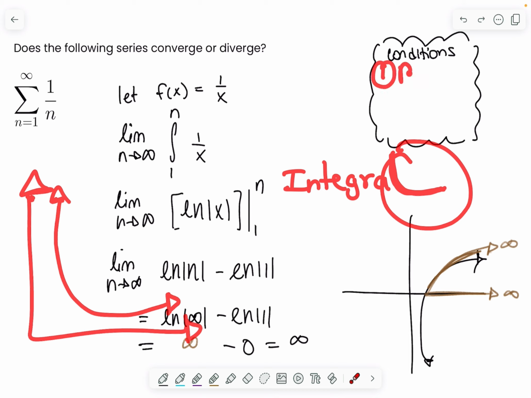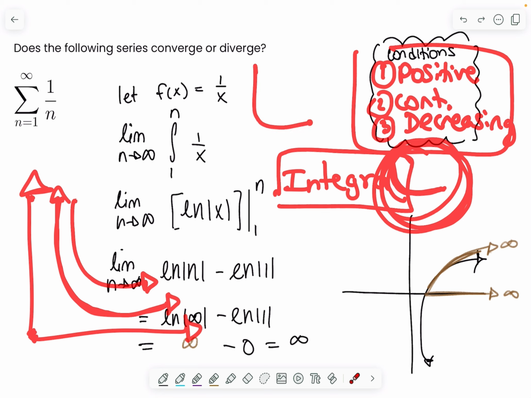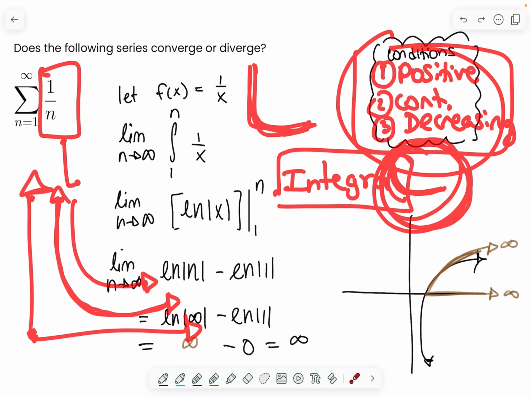Number 1, it's positive because it's above the x-axis. Number 2, it's continuous because it's smooth, right? There's no stopping, no holes, no nothing. And number 3, it's decreasing. It's going downward. And so the conditions are literally in the word integral. Just remember that the L is literally a graph that represents all the conditions of the integral test. And it's also the graph of 1 over n. This is 1 over n.